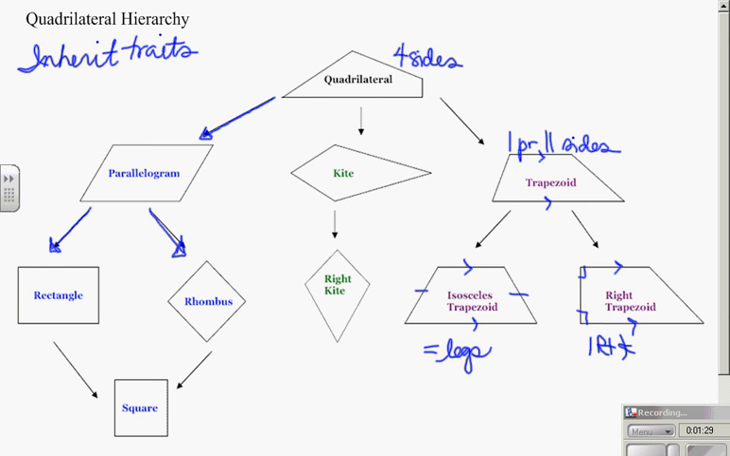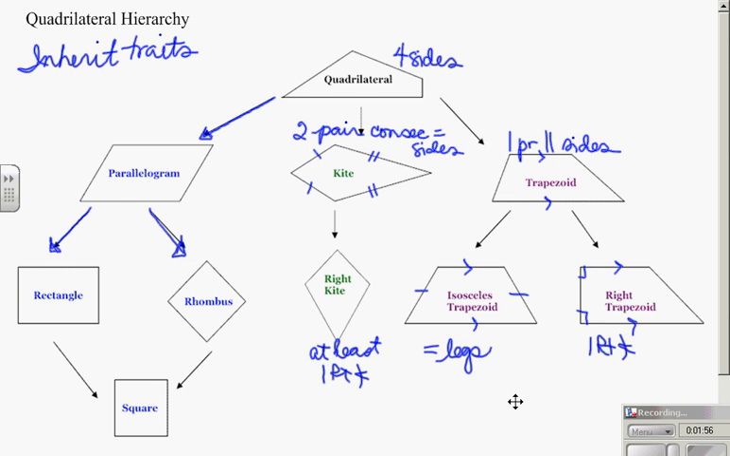Now a kite has our 2 pair consecutive equal sides. This is the quadrilateral that kind of stands out because it doesn't have any parallel sides. A more specific kind of kite is a right kite, and it's going to have at least one right angle somewhere in it.